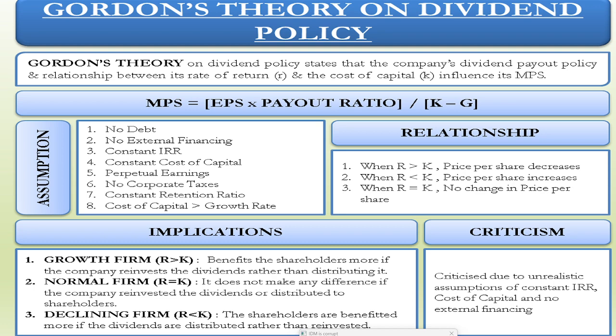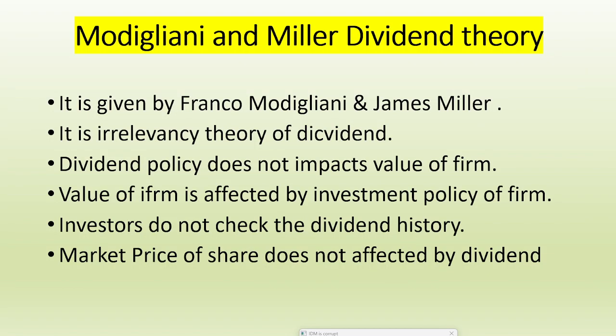Now let's see the criticism. The Gordon model was criticized because of its unrealistic assumptions, like constant IRR, constant cost of capital, the absence of taxes, and no external financing. So these were some unrealistic assumptions, and that is why this model was criticized.